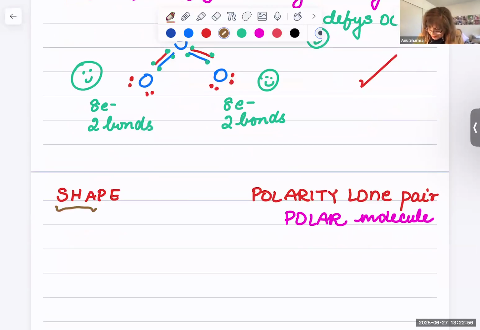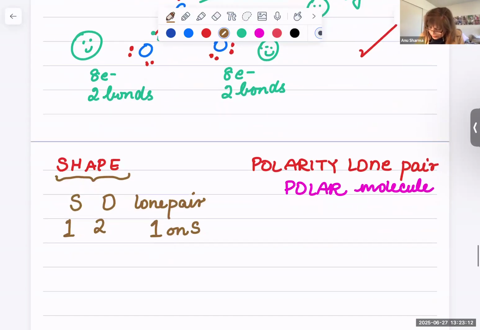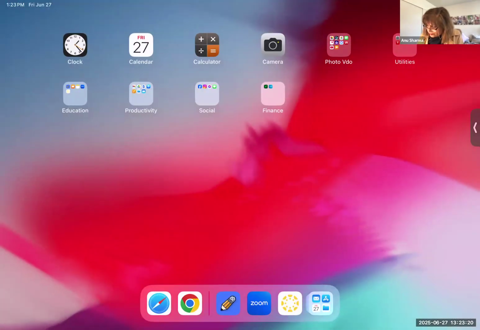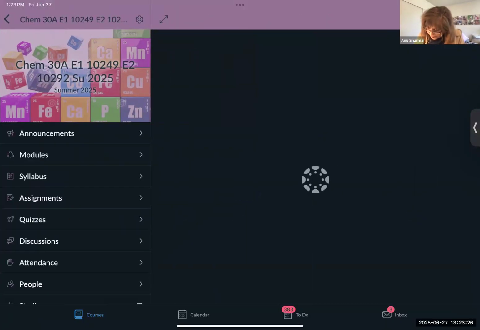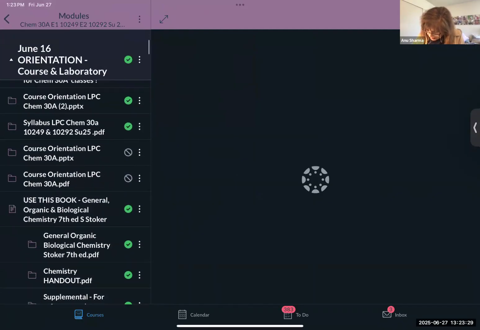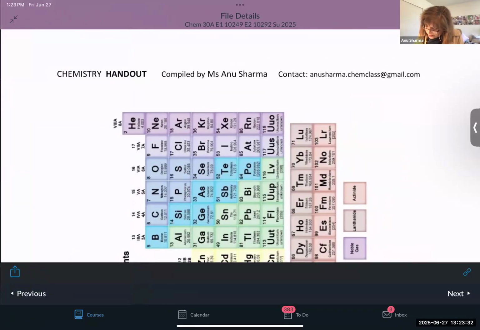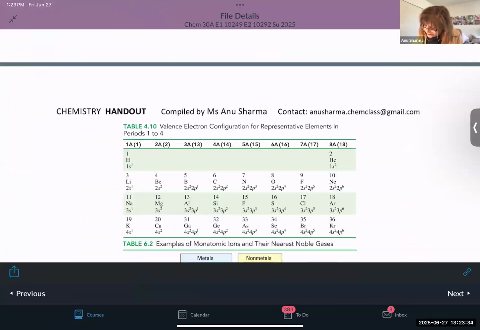Now in the shape, remember, it's sulfur and oxygen and then the lone pairs. So there is 1 lone pair on sulfur. There are 2 oxygens, right? 2 oxygens, and there's 1 sulfur, of course, the central atom. So this is AX2E1. If you look at that shape, AX2E1, look at the table. For the shape AX2E1, what is that?